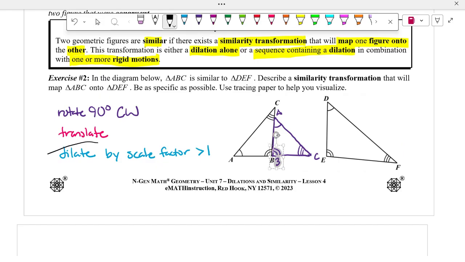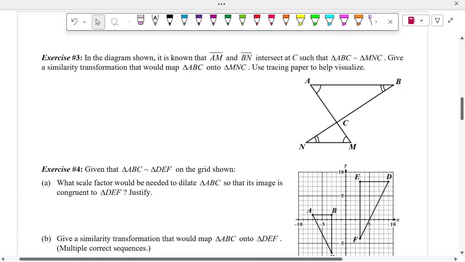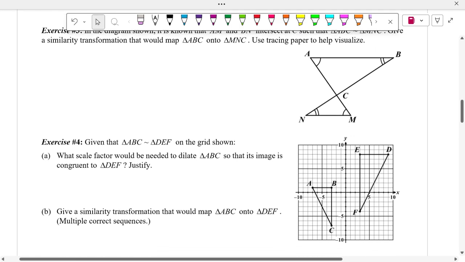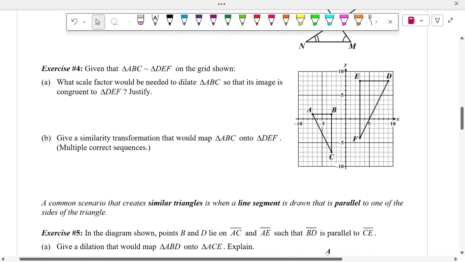So this right here is what made those congruent figures similar. All right, we're going to skip exercise 3 because it's pretty much more the same as exercise 2. But let's look at exercise 4. So now they gave us a nice little graph.